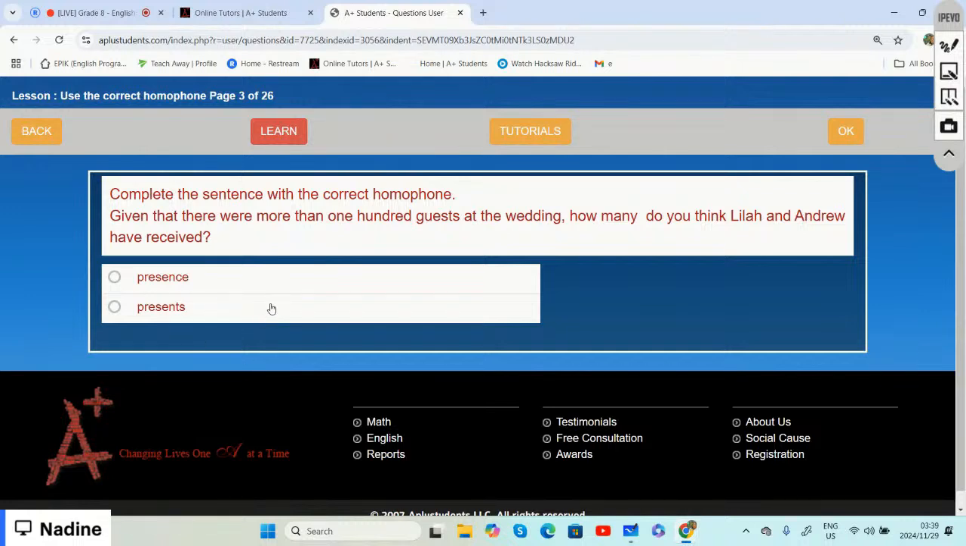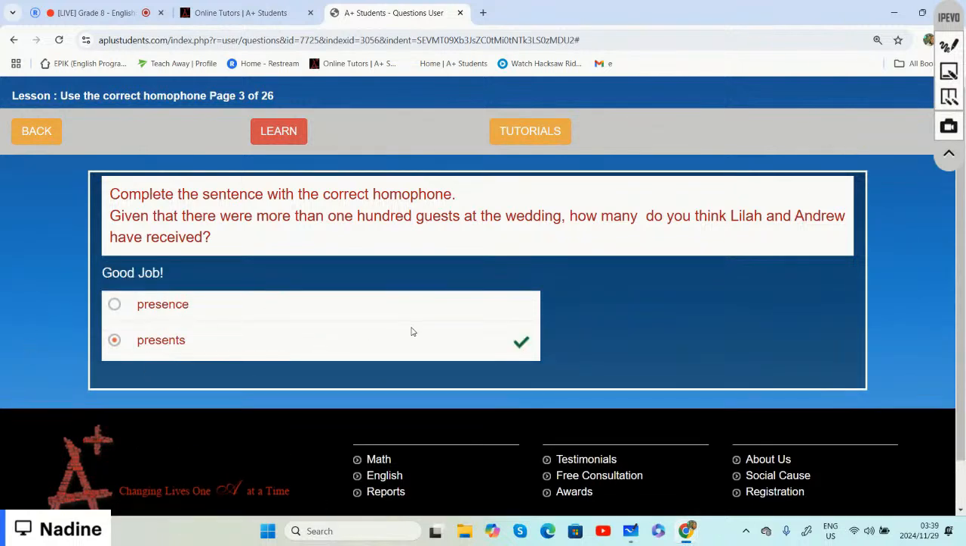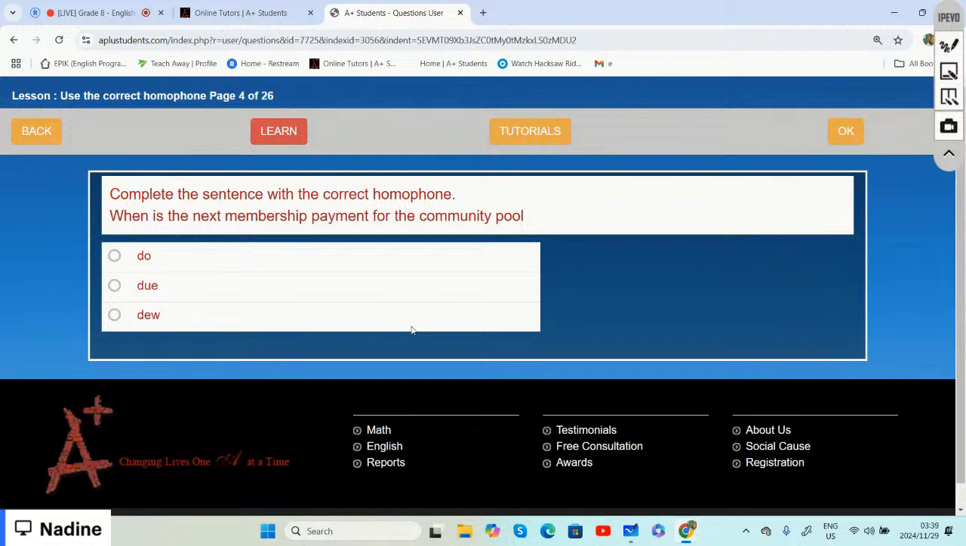And it says, given that there were way more than 100 guests at the wedding, how many presents do you think Lila and Andrew have received? Because that other word, presence, is like you being here. It's like you surround your presence.